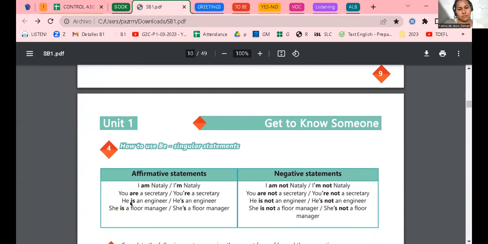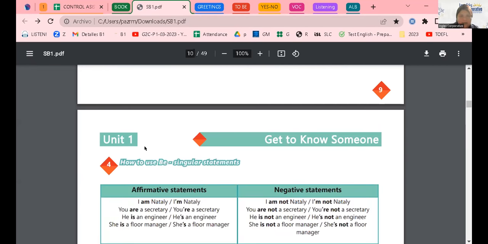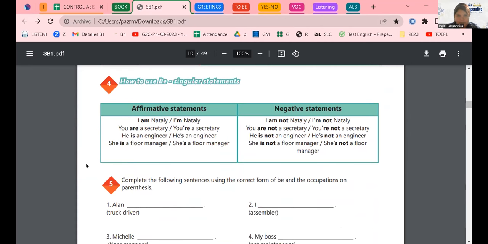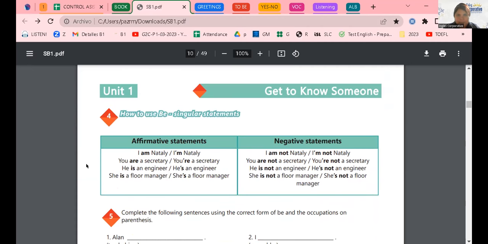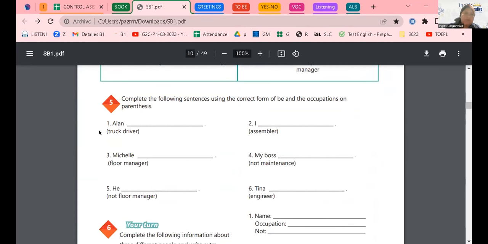Okay, we will continue with some more exercises. Aquí les dejo el otro. Lo continúan. Ustedes lo tratan de abrir y realizarlo. Y luego me mandan una captura para ver cómo les fue al final con los resultados. Okay, so in here we were studying affirmative and negative sentences using to be. We have to complete the following sentences using the correct form of be and the occupations in parentheses.